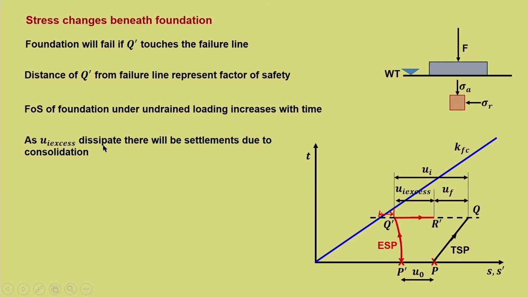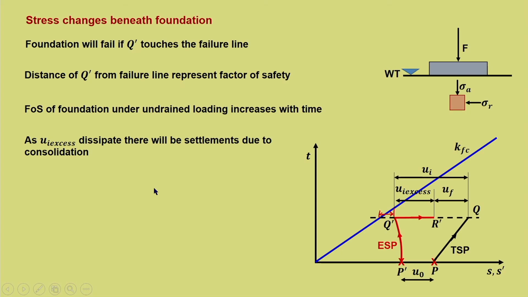As excess pore water pressures dissipate, there will be settlements due to consolidation. Now, it is moving away. Why? Because it is progressively densifying and the strength is getting enhanced. So, that is the reason why it is moving away. But what is the cost we have to pay? The cost is the excessive consolidation, because this densification happens because of the excess pore water pressure dissipation and the void ratio getting reduced. Void ratio getting reduced means settlement is more.